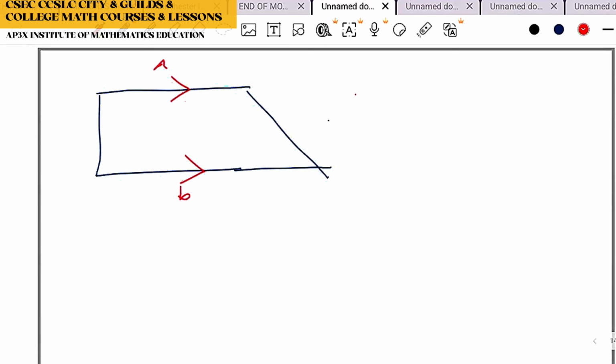All right. And then the trapezium also has what is known as 90-degree angles. So boom, right here, and right here. And then we know it has what is known as a perpendicular height, which is H, right here.